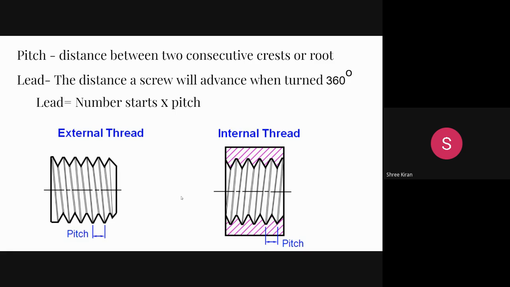Then lead is the distance a screw will advance when turned 360°. Lead is equal to the number of starts into pitch. That is what happens in each screw.